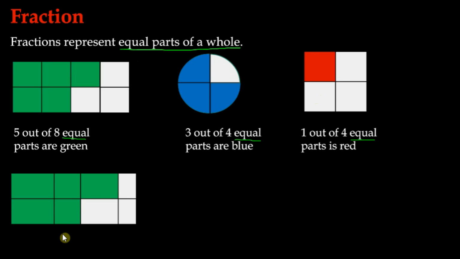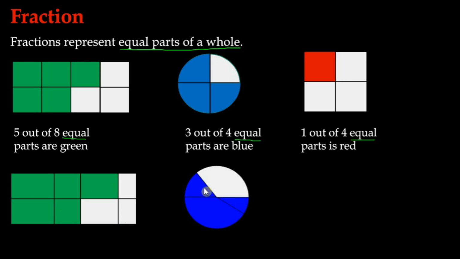Like the rectangle here, it is divided into 8 parts. Then can we consider each part as a fraction of the whole rectangle? So the answer is no, because fraction represents equal parts of a whole. And if the whole is divided unequally, then they do not make a fraction. Therefore, even though the rectangle is divided into 8 parts, we cannot say 5 out of 8 equal parts because the parts are divided unequally.